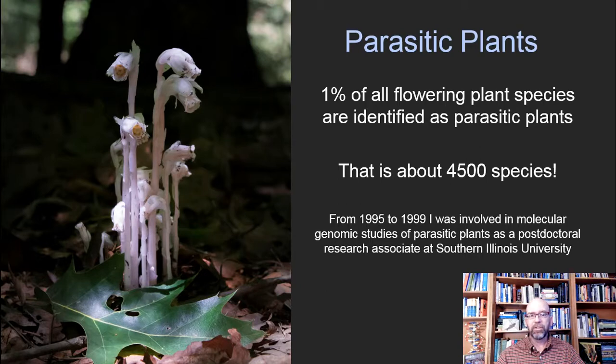About 1% of all flowering plant species are identified as parasitic plants. So that might be a surprise in itself, that they're really very common. There's about 4,500 species of parasitic plants. And as I'm going to show you, there are several species here in North America. Actually, there's dozens and dozens of species in North America, but I'm going to show you several that are very common, and once you learn to identify them, I think you'll begin to see them all around you as you walk in the forest.